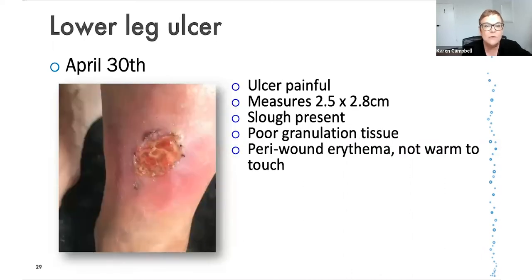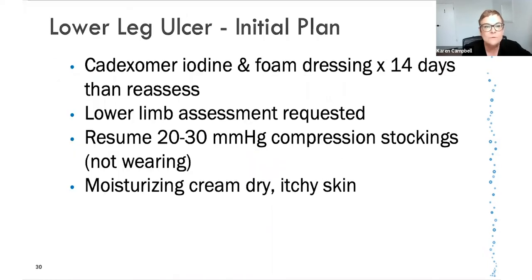So you can see on April 30th, the ulcer was quite painful. You can see the size there. There was slough present, poor granulation tissue, peri-wound erythema, but it was not warm to touch. And the initial treatment plan with his home care nurse was cadexamer iodine in a foam dressing for 2 weeks. There was a request from the clinician to have a lower leg assessment, and he had 20 to 30 millimeter compression stockings, but he wasn't wearing them. So he was asked to restart wearing them, and he was moisturizing his leg because it was dry and itchy.